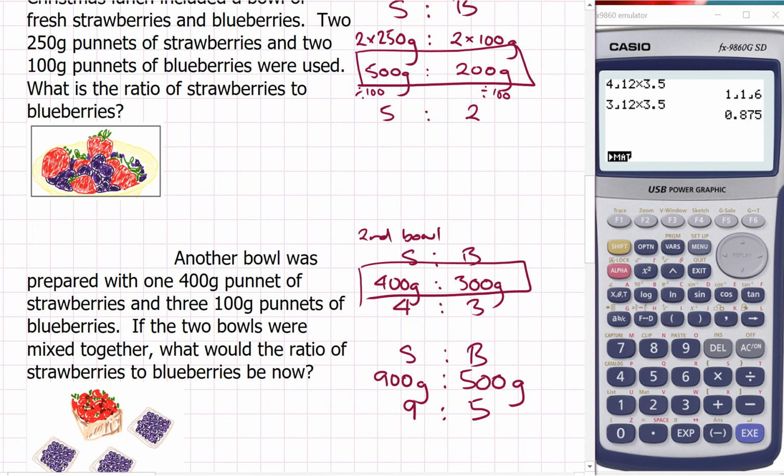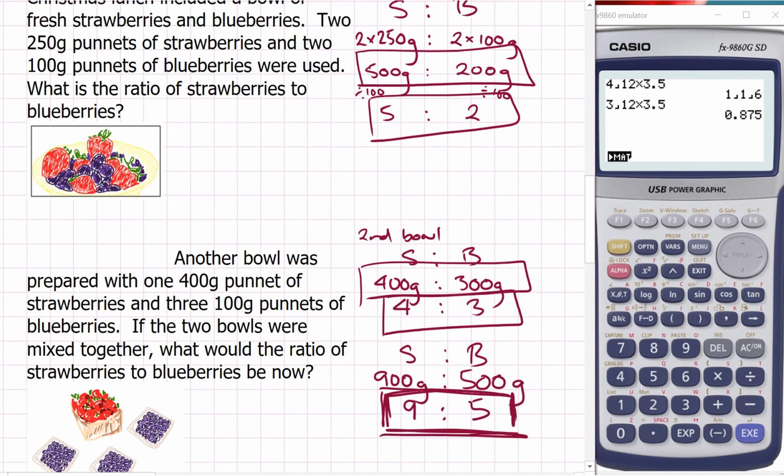Now if we look at these ratios, the first bowl had 5 to 2, the second bowl had 4 to 3, and in total it's 9 to 5, strawberries to blueberries. So we can see we've just added the individual parts of the ratio. So 5 plus 4 gives us 9, and 2 plus 3 gives us 5. So when these two bowls are mixed together, the ratio is 9 to 5.